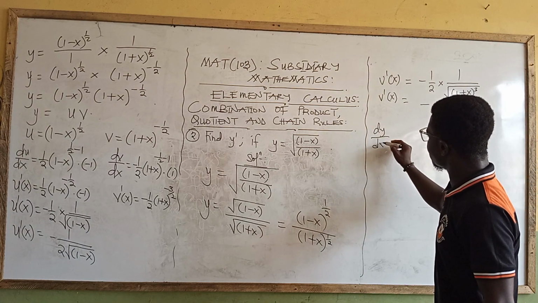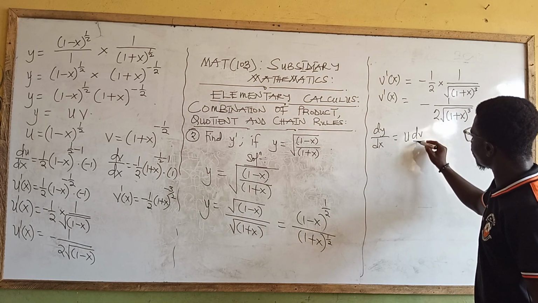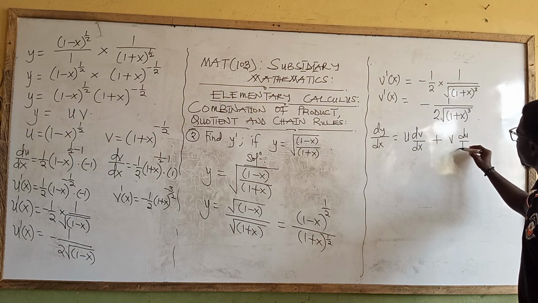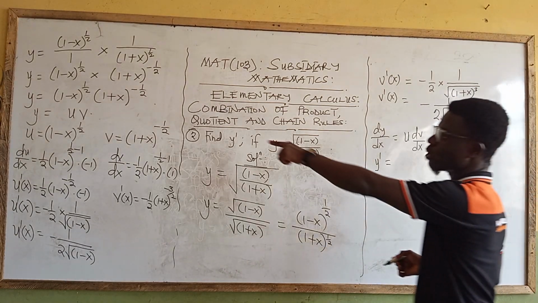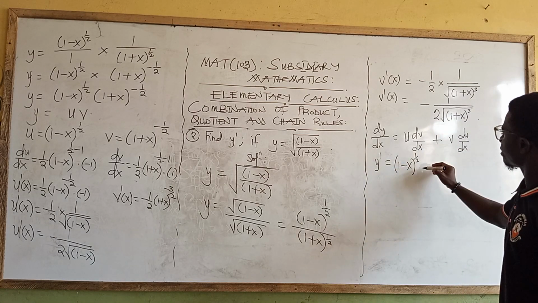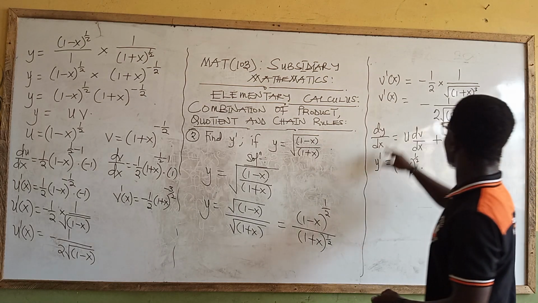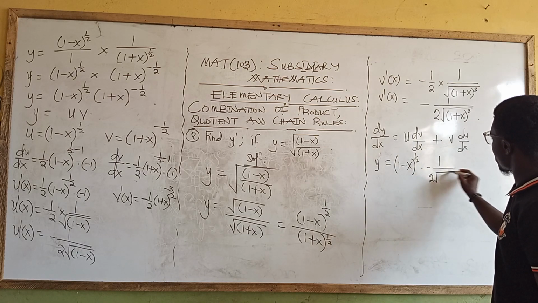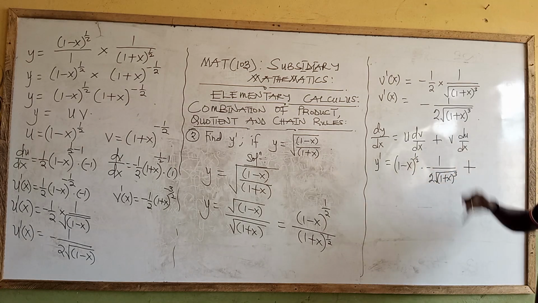dy over dx, we can say the formula is: we hold u constant and differentiate v with respect to x, plus we hold v constant and differentiate u with respect to x. So I have my y prime equal to, what is our u? Our u is 1 minus x, exponent half, then times the derivative of v. The derivative of v with respect to x is negative 1 over 2 square root of 1 plus x, exponent 3, plus our v.